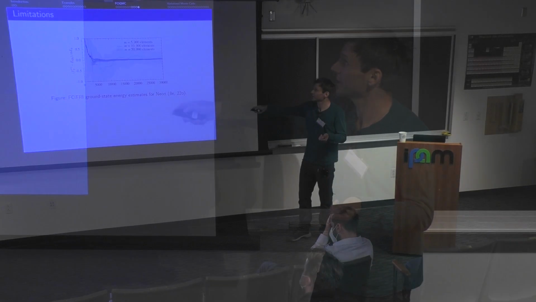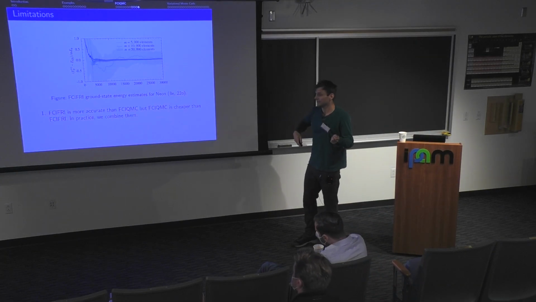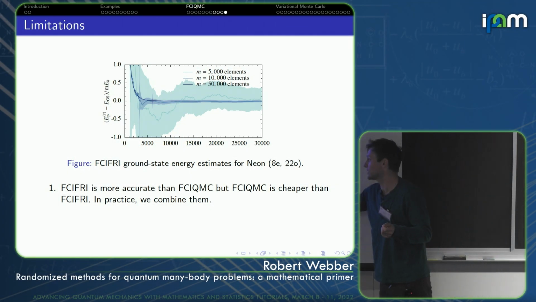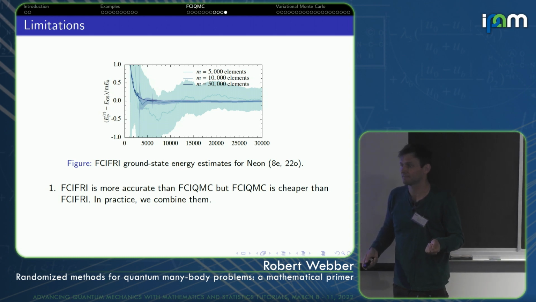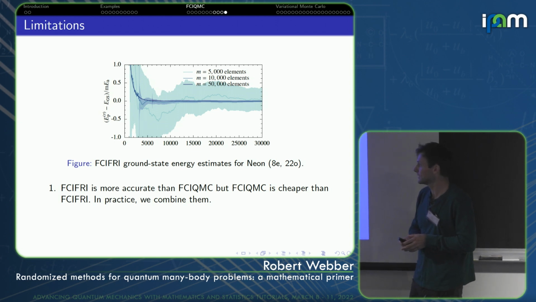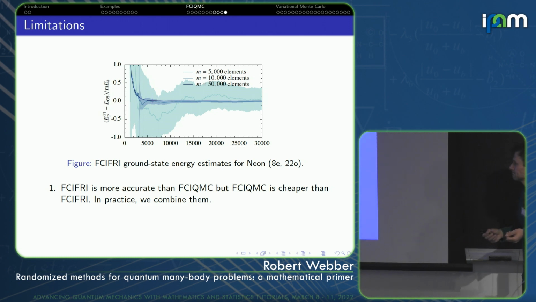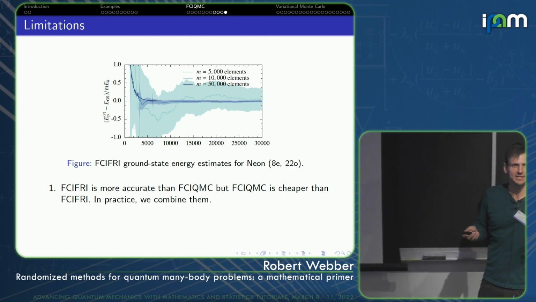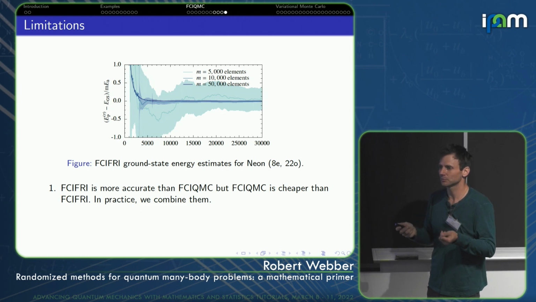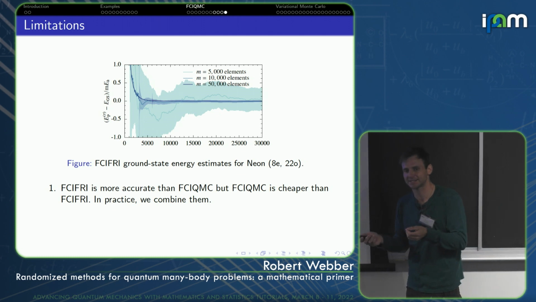Here's this same picture, and I'm going to give you some limitations, both of FCIQMC and FCIFRI. Now, FCIFRI is going to be way more accurate than FCIQMC, but FCIQMC is going to be way cheaper than FCIFRI because you don't have to look up as many entries in FCIQMC. But if you look at the literature over the past 10 years, you can sort of see elements of FCIQMC and FCIFRI all being combined together, right? So people really want to improve the accuracy, so they make it less stochastic.